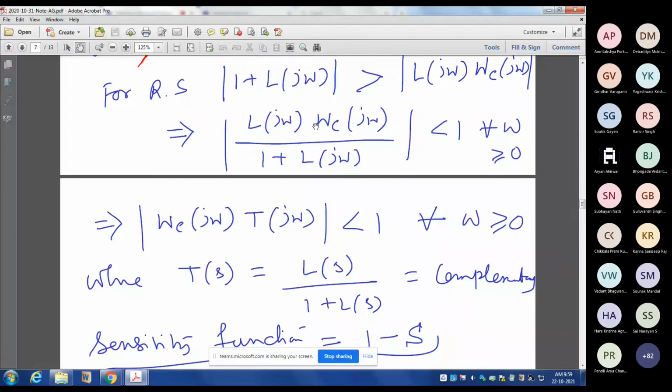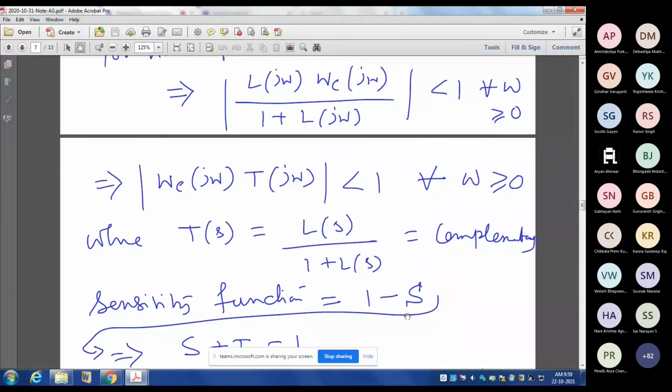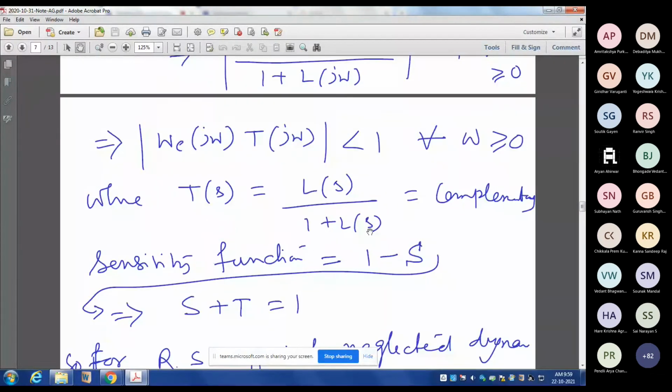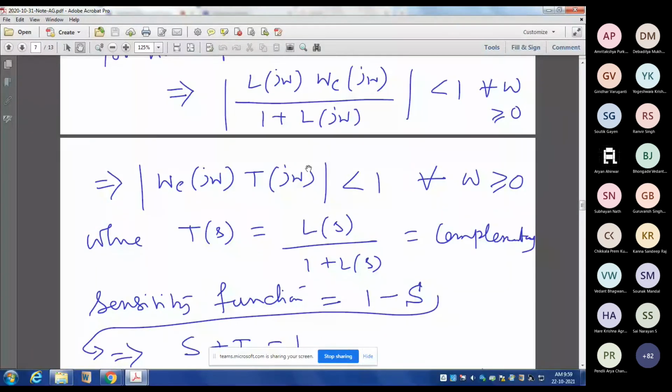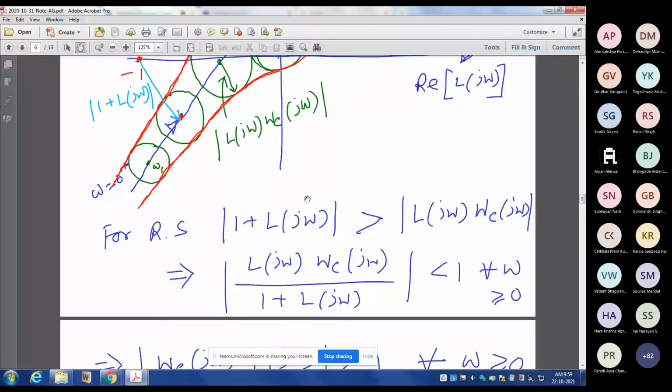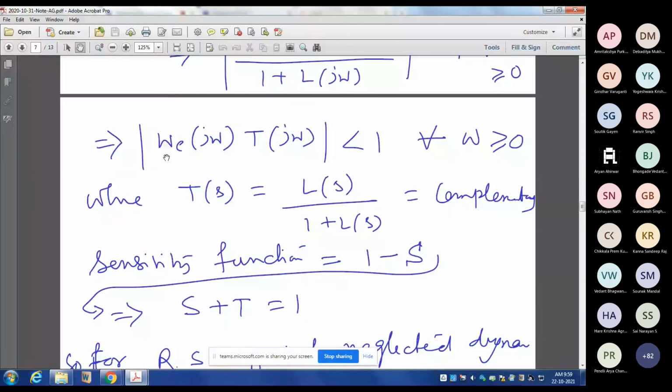I will denote L(jω) divided by 1 + L(jω) as T(jω). So T(s) equals L(s) by 1 + L(s), known as the complementary sensitivity function. The sensitivity function is 1 by 1 + L(s), and complementary sensitivity means 1 minus sensitivity. So your robust stability condition against unmodeled dynamics is |WC(jω) T(jω)| less than 1.